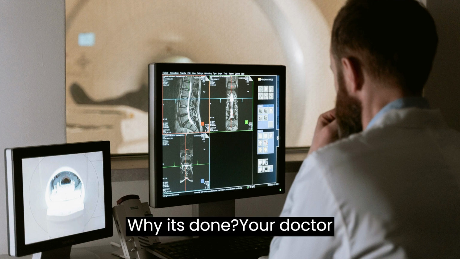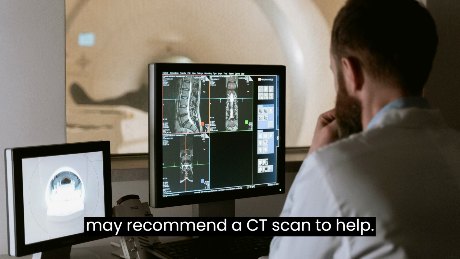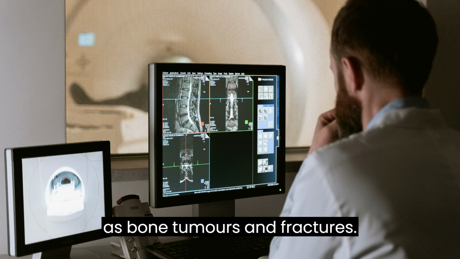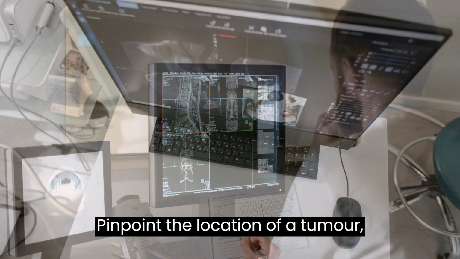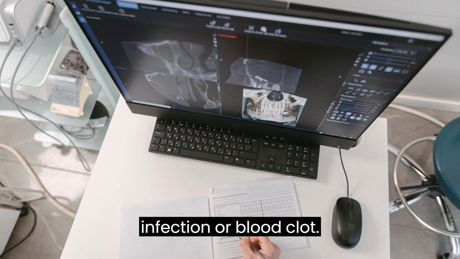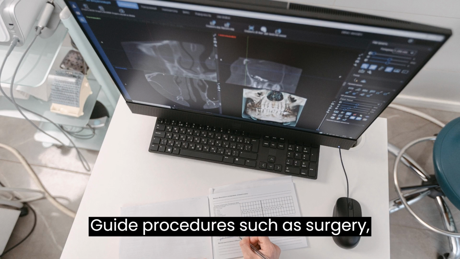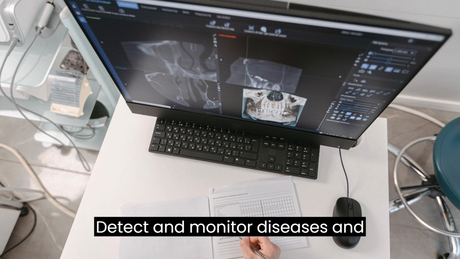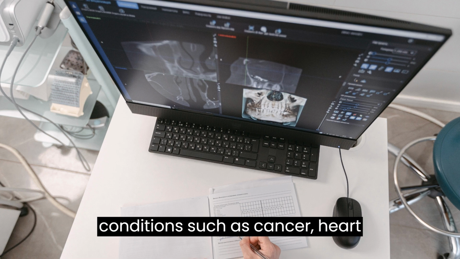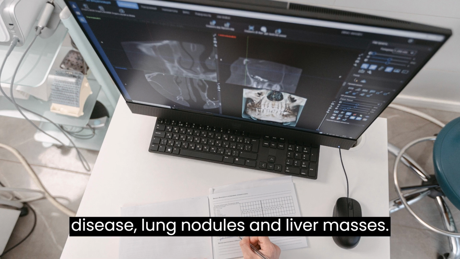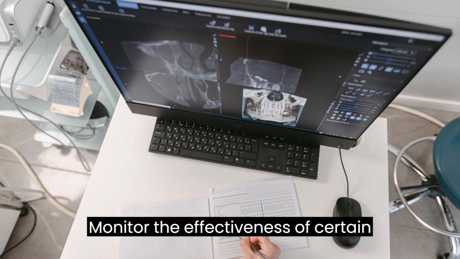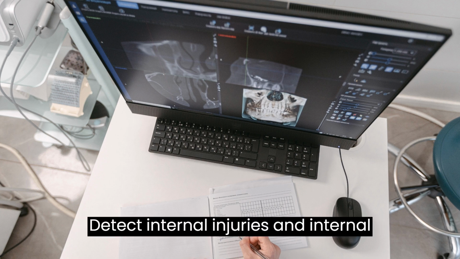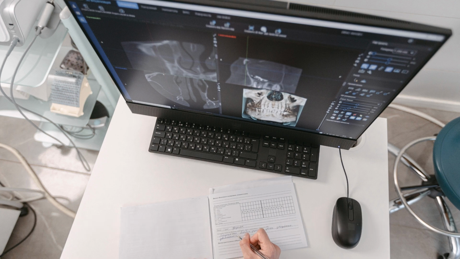Why it's done? Your doctor may recommend a CT scan to help diagnose muscle and bone disorders, such as bone tumors and fractures. Pinpoint the location of a tumor, infection, or blood clot. Guide procedures such as surgery, biopsy, and radiation therapy. Detect and monitor diseases and conditions such as cancer, heart disease, lung nodules, and liver masses. Monitor the effectiveness of certain treatments, such as cancer treatment. Detect internal injuries and internal bleeding.